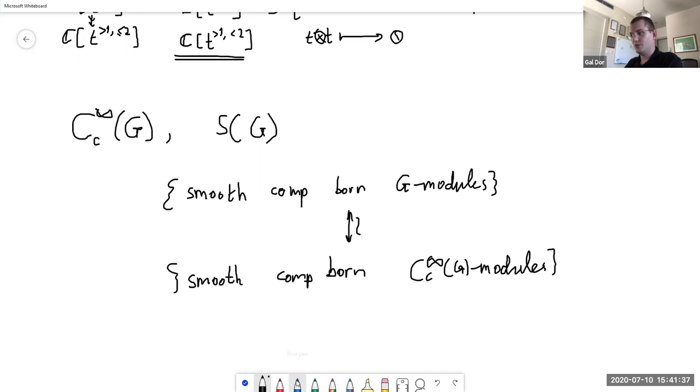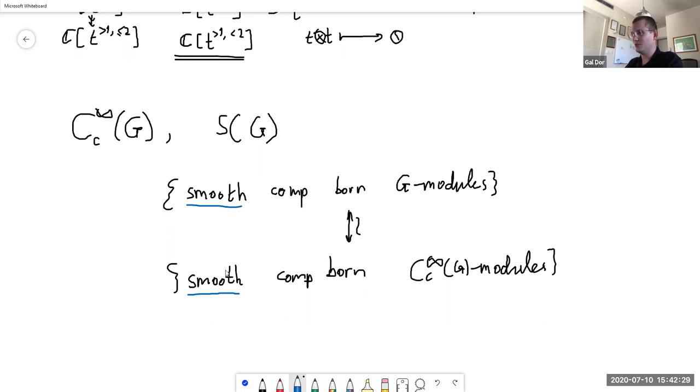Now, the interesting thing about this equivalence is that the word smooth here and the word smooth here mean completely different things. Superficially, these two categories look very similar, but the word smooth up top is an analytic property. It's something about derivatives being bounded in some sense that we will discuss in a moment. But the smooth down here is an algebraic property, in the sense of being smooth as a module for a quasi-unital algebra, as I just defined. So there's an equivalence of categories between smooth complete bornological G-modules in the analytic sense and smooth complete bornological C_c^infinity(G)-modules in the algebraic sense.